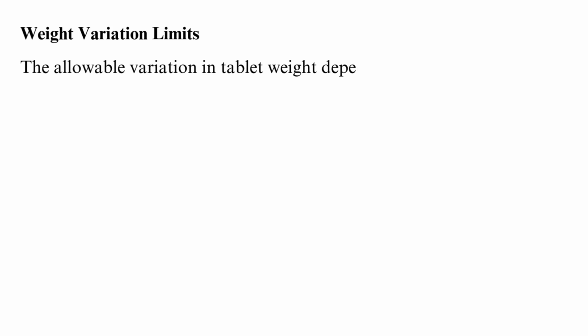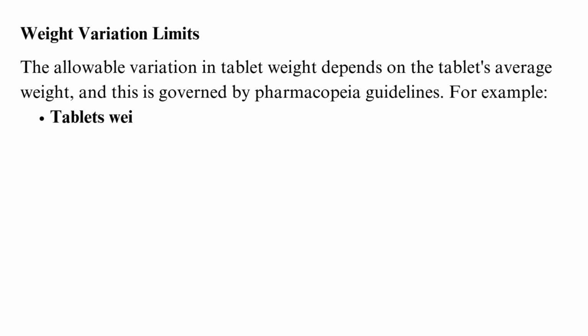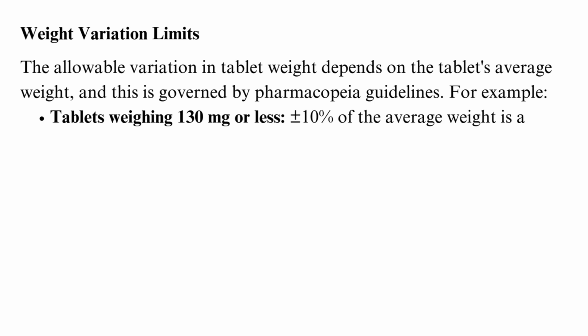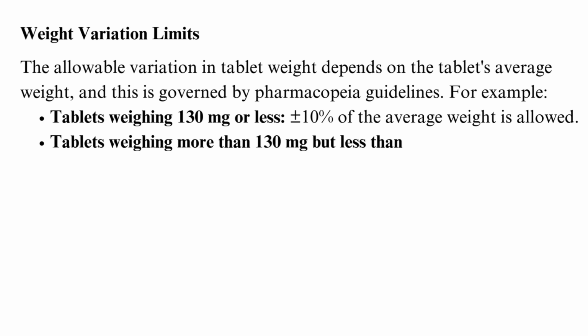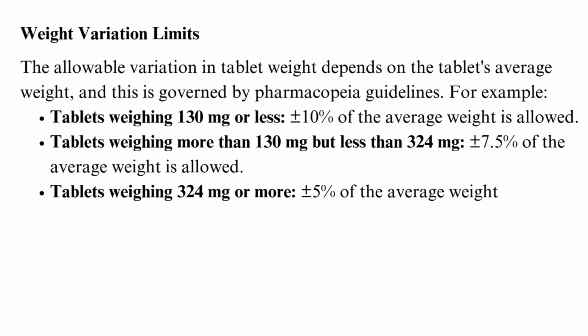Weight variation limits. The allowable variation in tablet weight depends on the tablet's average weight, and this is governed by pharmacopoeia guidelines. For example, tablets weighing 130 milligrams or less, plus or minus 10% of the average weight is allowed. Tablets weighing more than 130 milligrams but less than 324 milligrams, plus or minus 7.5% of the average weight is allowed. Tablets weighing 324 milligrams or more, plus or minus 5% of the average weight is allowed.